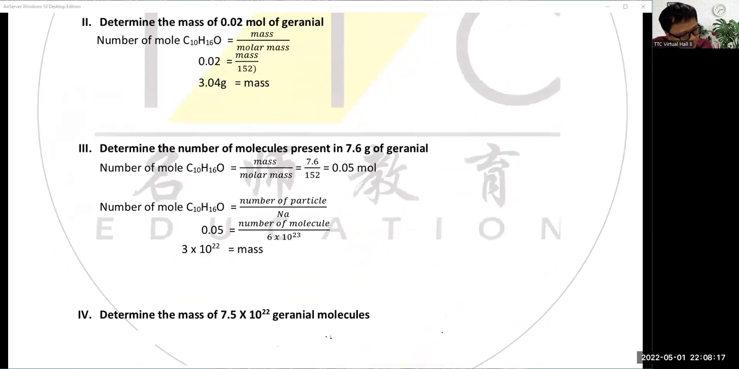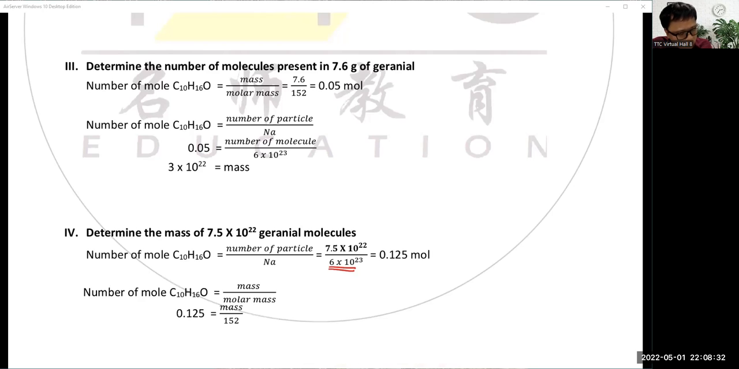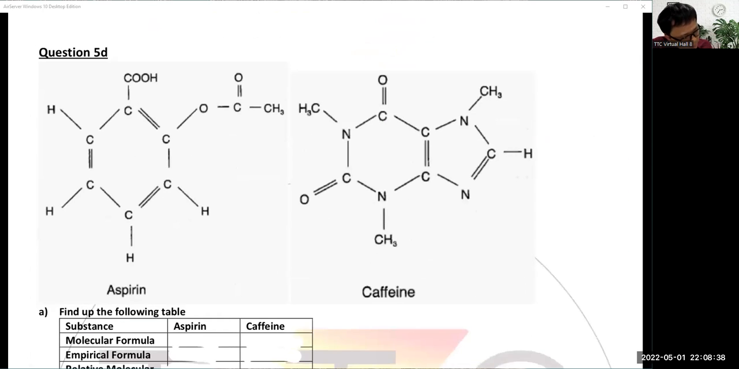Okay. Then after that, determine the mass. So use mass over molar mass. So this one you divide by 6 because the Avogadro constant is not using 6.02. So you divide by 6. Then you get this mole. Convert to mass, you use mass over molar mass. So 0.125 times 152, you get 19 gram. Okay, so refer to this one.